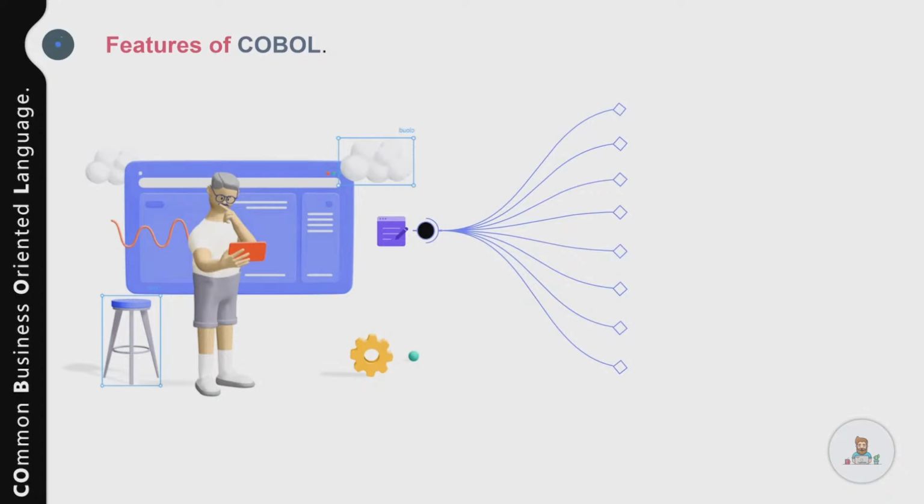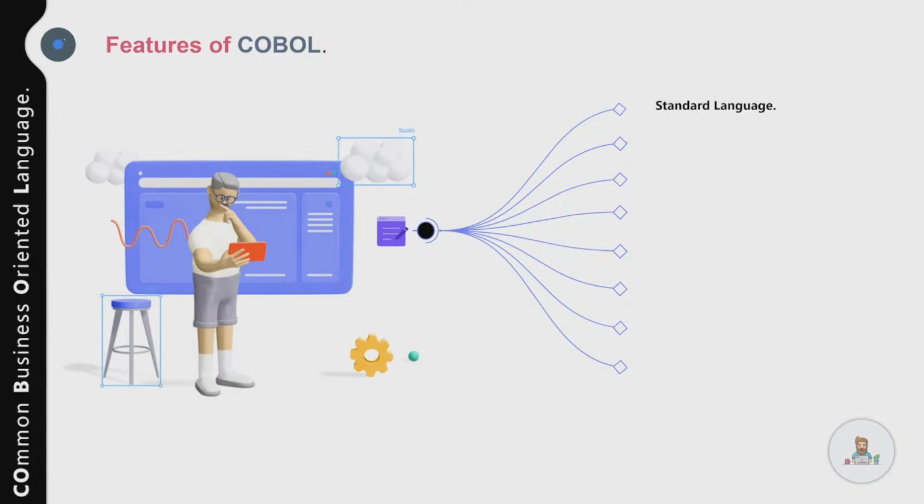Now let's talk about the features of COBOL. As you know, COBOL is predominantly used for business-oriented applications. And being an old programming language, it is still holding the ground due to its features. The following are the important features of COBOL.